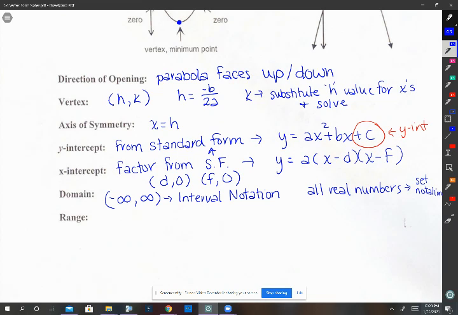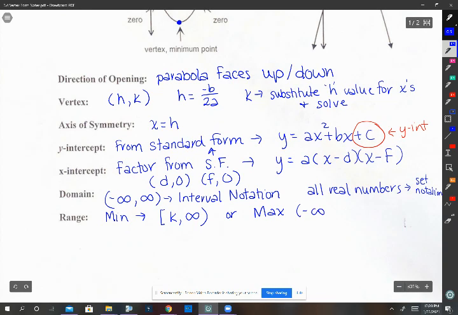And then your range is always going to be, if you have a minimum point, from the k value up to infinity. If it's a maximum, so you have a high point, then it's going to be from negative infinity to your k value.